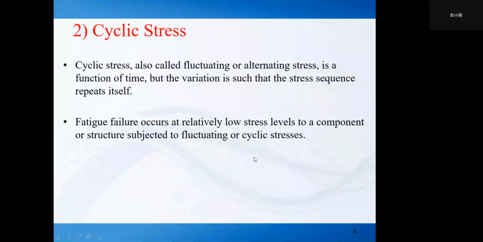And the above criteria are applicable to the case that the material bears static loads. However, the stress acting on mechanical elements is not always static stress. An example is the load acting on a pair of meshing teeth. So we should consider the cyclic stress. Cyclic stress is also called fluctuating or alternating stress.